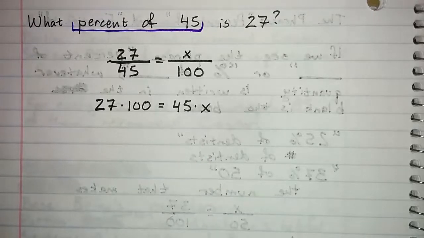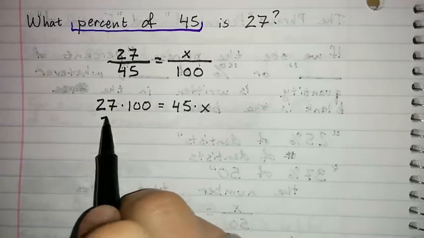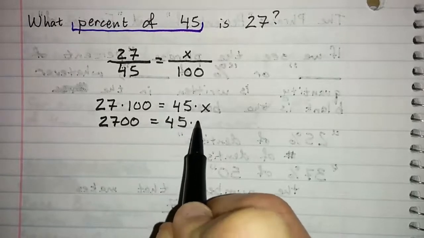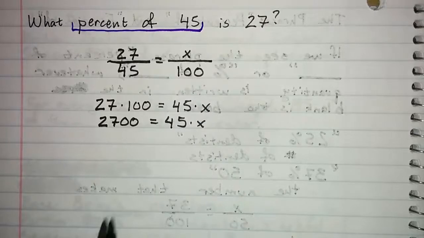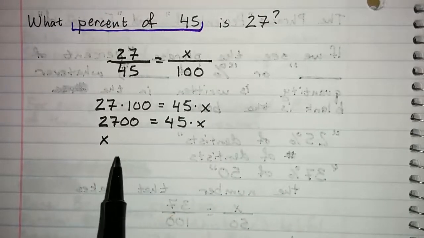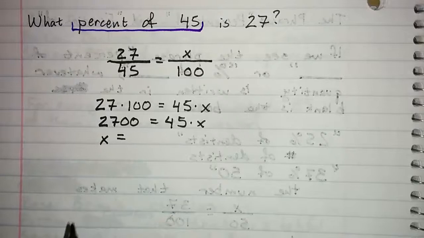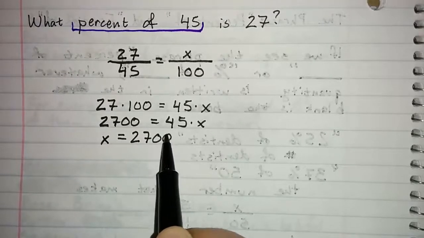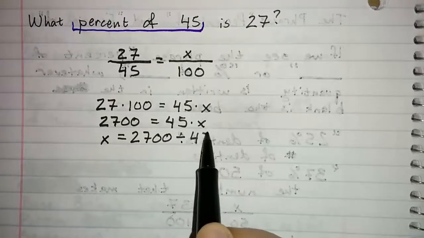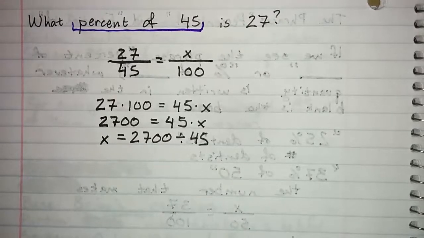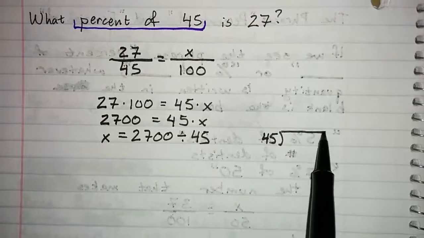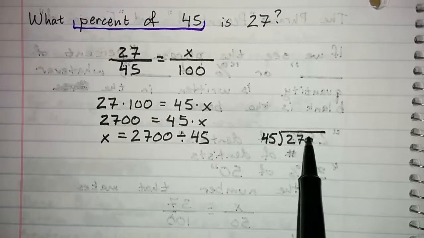27 times 100, that's still easy multiplication. 2,700 is 45 times x. So x is, what do we need to multiply by 45 to get 2,700? So it's 2,700 divided by 45. All right, this division is a little bit awkward, but it's okay. 45 into 2,700.